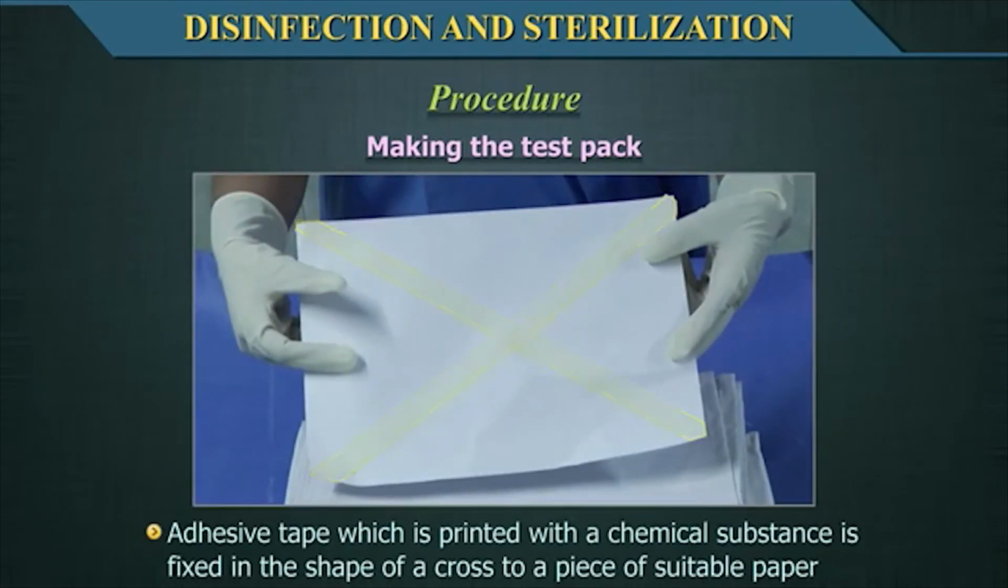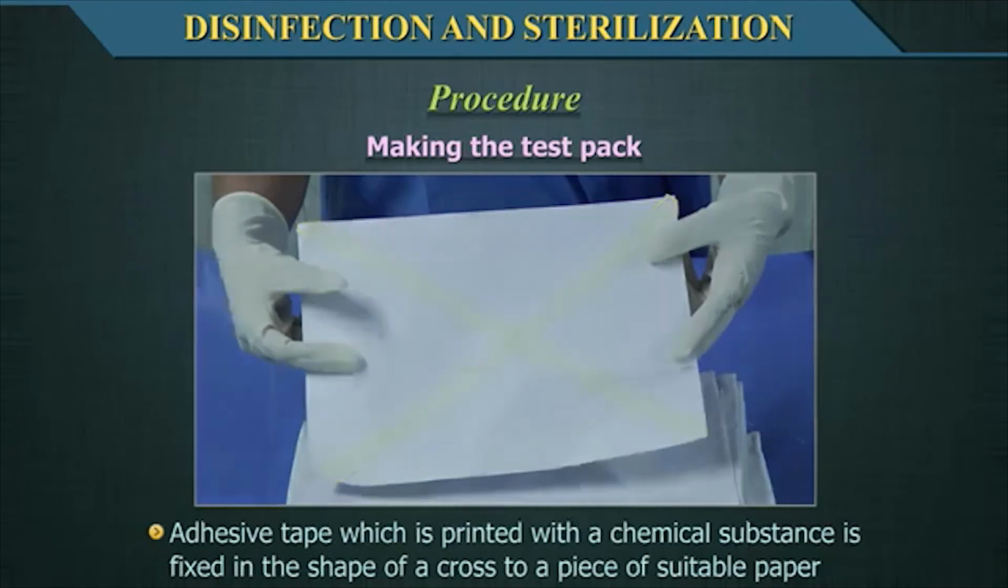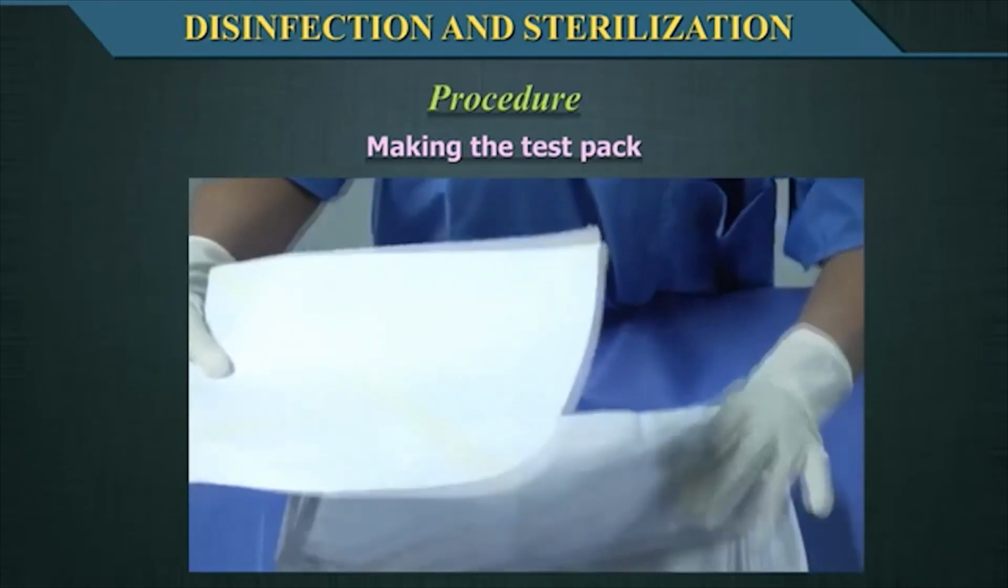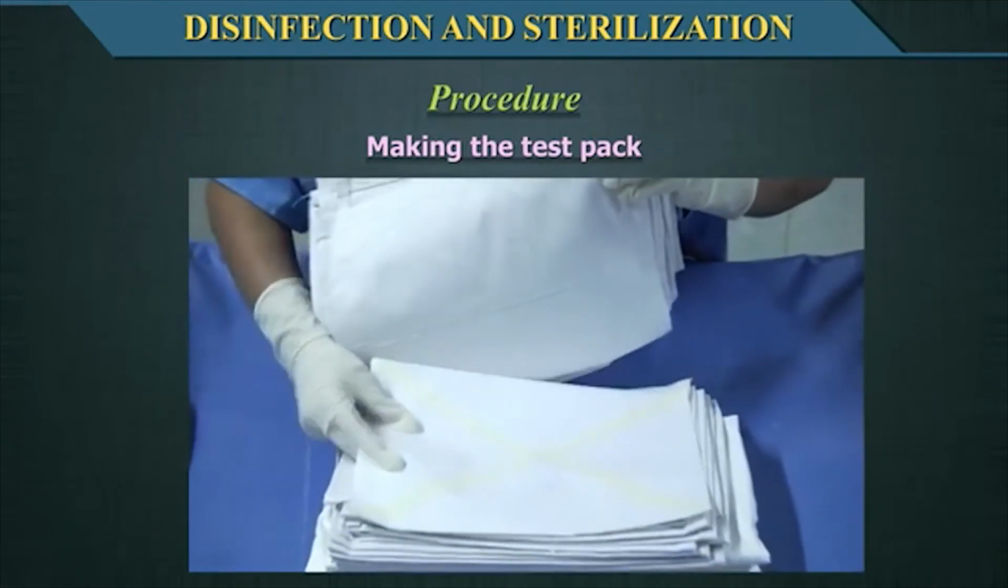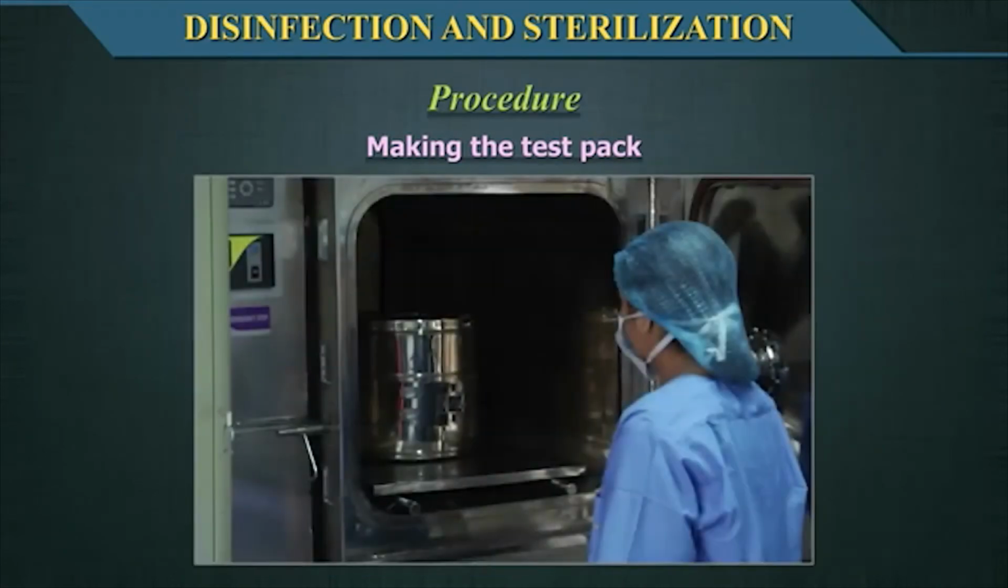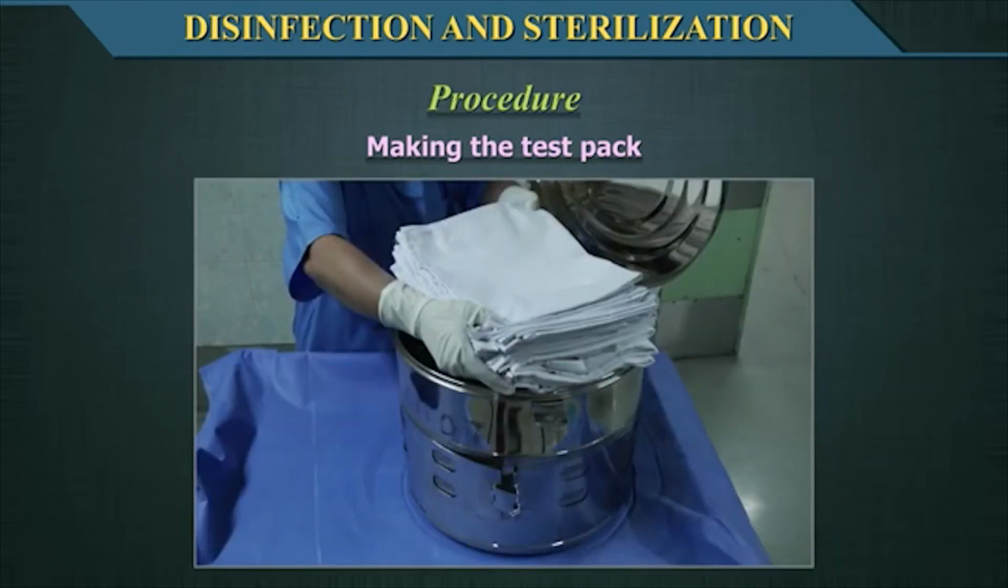An adhesive tape which is printed with a chemical substance is fixed in the shape of a cross. This test sheet is placed in the center of a stack of towels. The test pack should be placed on the longitudinal center line of the chamber, 10 cm away from any door and 10 cm above the chamber base of an otherwise empty sterilizer. The towels should be lying horizontally.